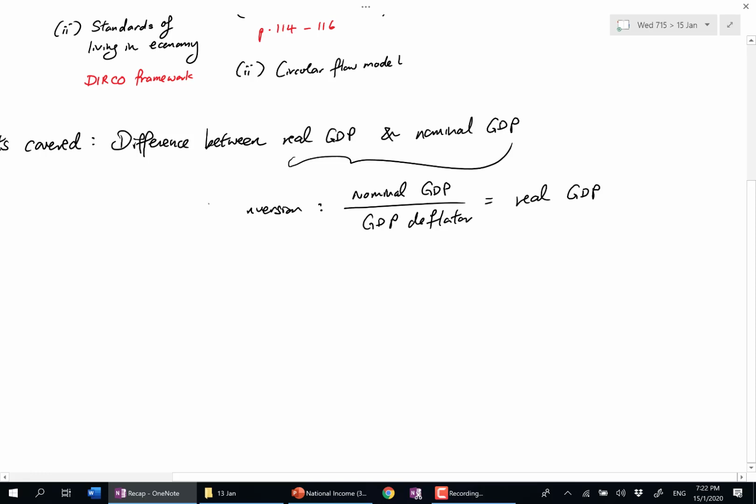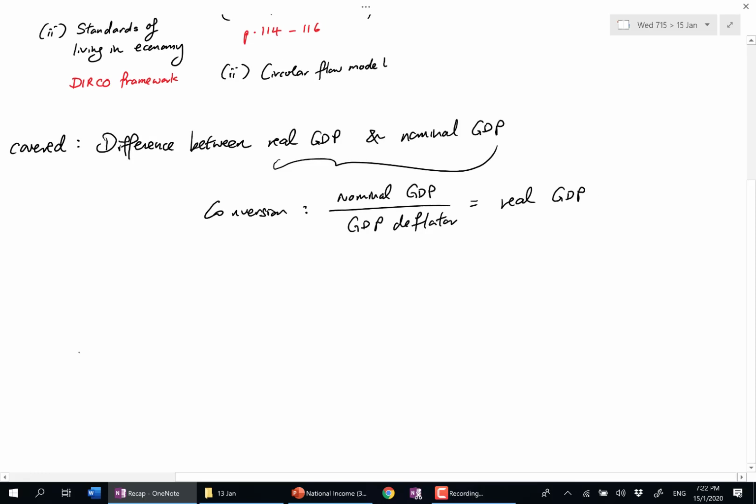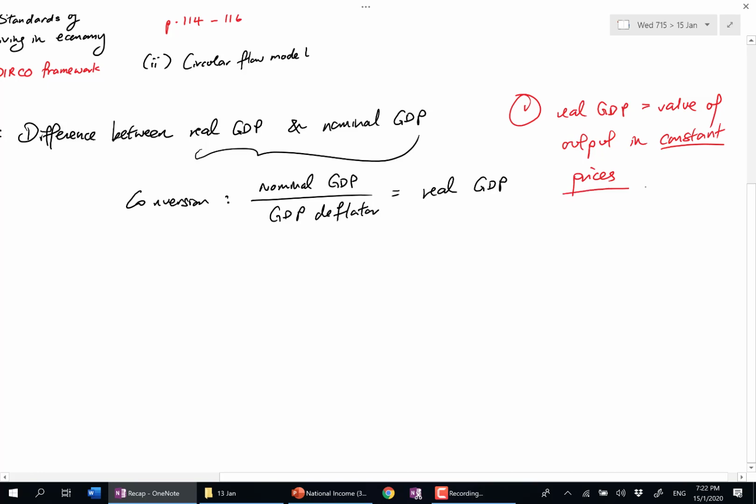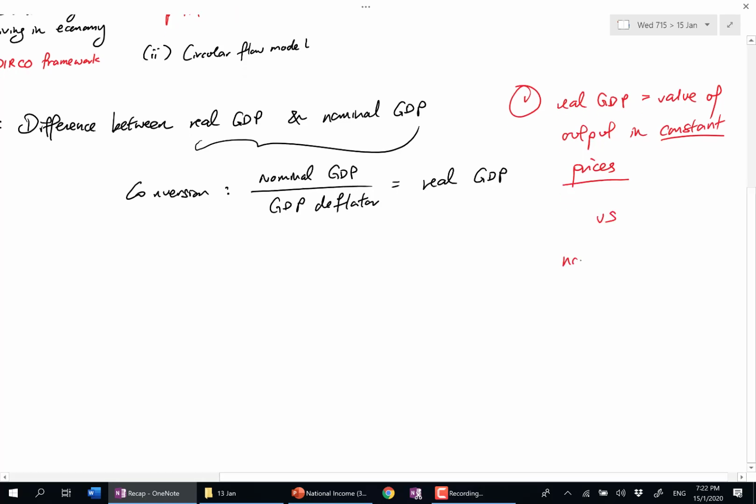So if you're wondering, why am I doing this? Why am I making a conversion? Remember last week, I said real GDP is the value of your output in constant prices. You are thinking of how much they cost inherently. Whereas nominal GDP, we have to understand this concept before we can proceed with today's lesson, alright?